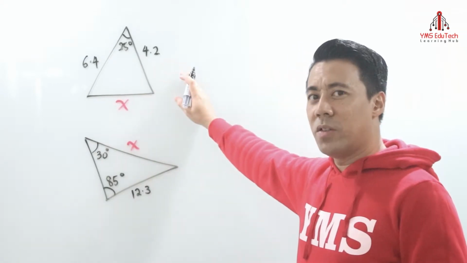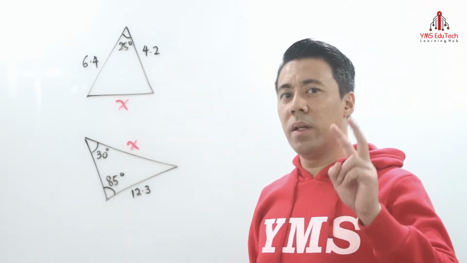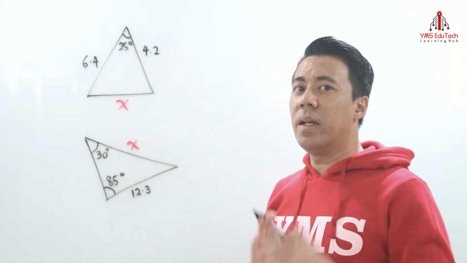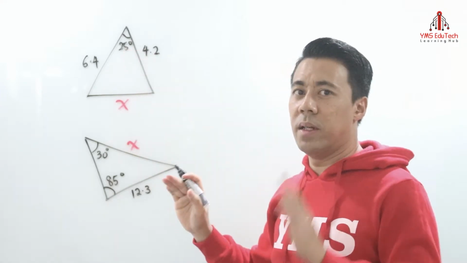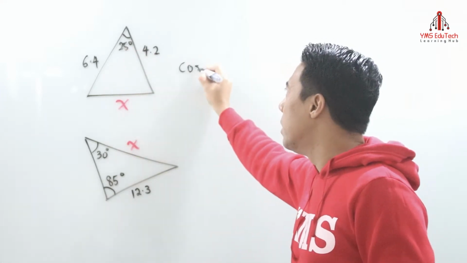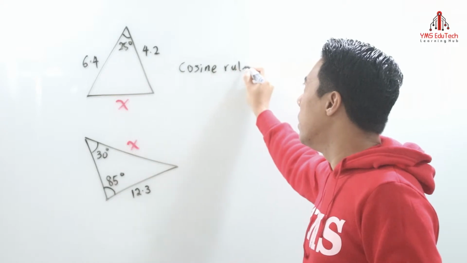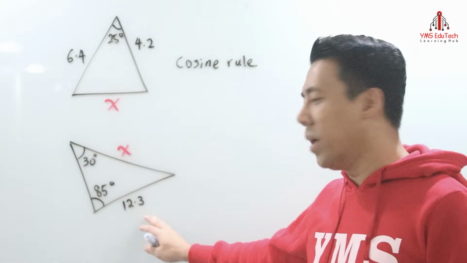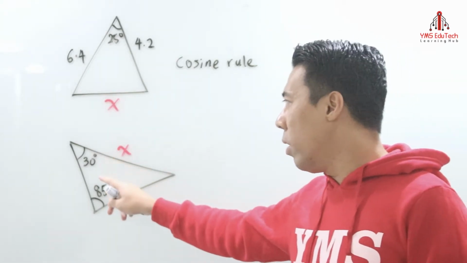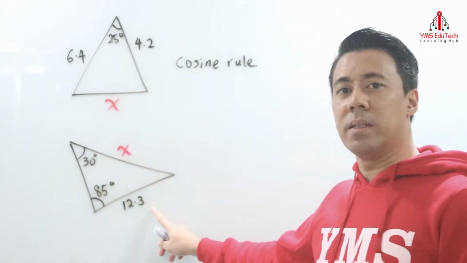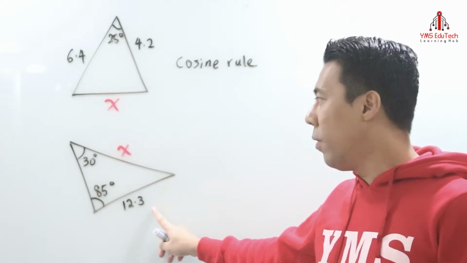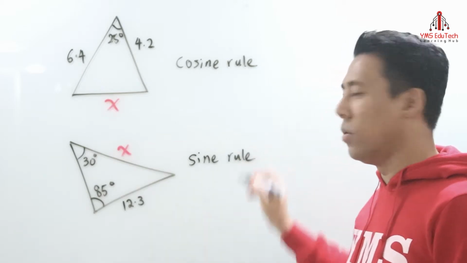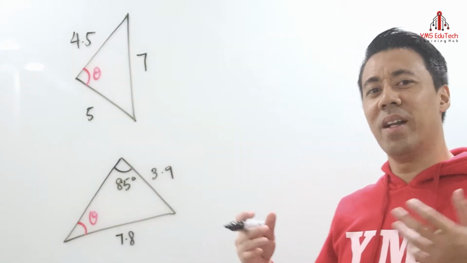Now let's take a look at the first triangle. In this triangle, we are given 2 known sides, 6.4 and 4.2, and an included angle which is 25 degrees. Therefore, we will use cosine rule. Now for the second triangle, we have 2 angles and 1 side given. And one of the angles is with the opposite side, 12.3. Therefore, in this case, I can use sine rule.